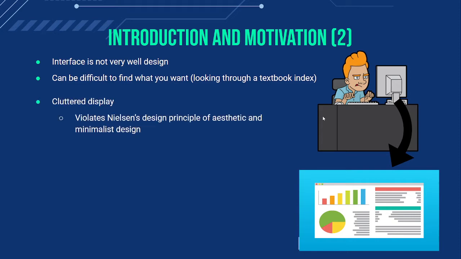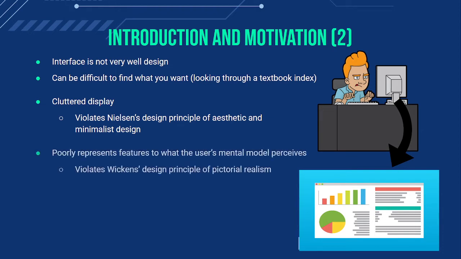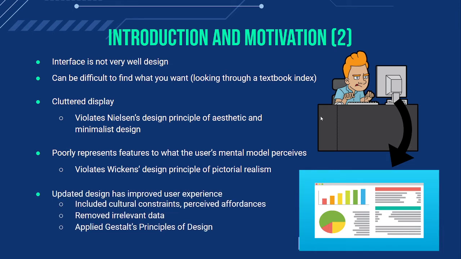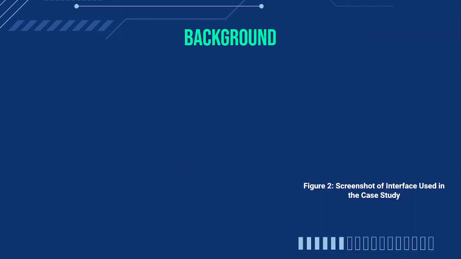This is evident through the interface's cluttered data display, which violates Nielsen's design principle of aesthetic and minimalist design. Furthermore, the interface is poor in terms of representing features to what the user's mental model perceives them as, which violates Wickens' design principle of pictorial realism. The updated design makes use of ways to guide the user in their actions, have the user believe what certain features should do, and remove irrelevant data, all while staying consistent with Gestalt's principles of design.